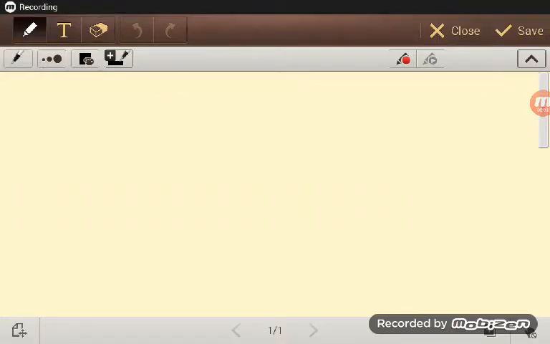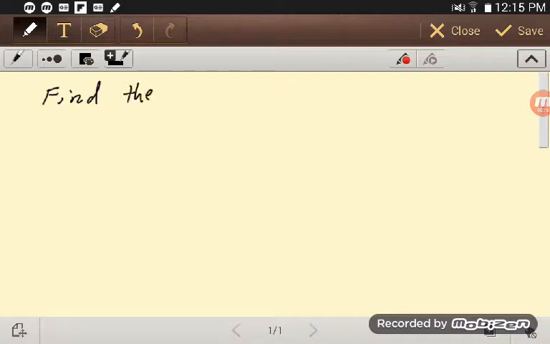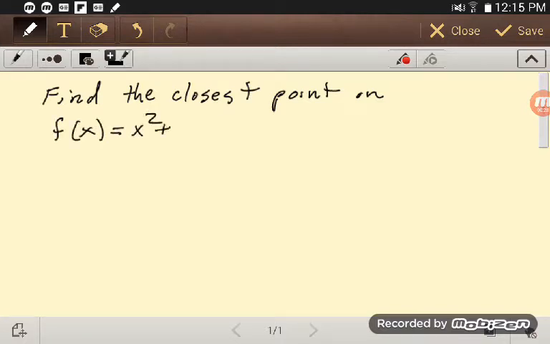Alright, let's look at something like, suppose it's more of a word problem. We're to find the closest point on f of x equals x squared plus 1 to the point (2, 2), something like that.